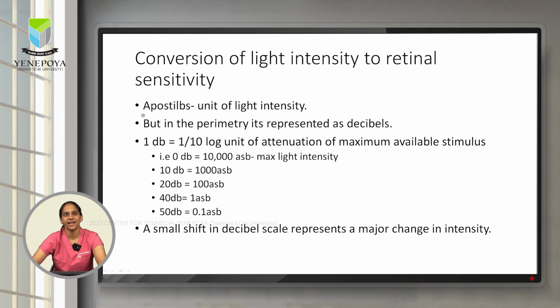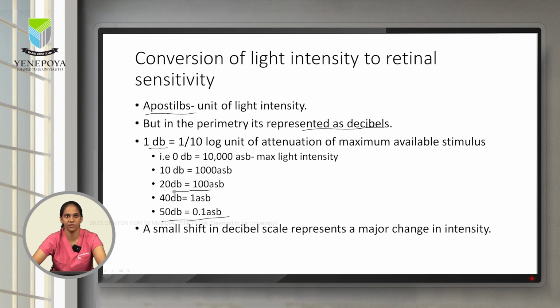Now in a few areas I mentioned ASB, in other areas I have mentioned decibels. So how exactly are you converting this? The apostilb is the unit of light intensity, but in perimetry it is represented as decibels. Anybody who has seen a perimetry will know this. So how do you convert ASB into decibels? 1 decibel is equal to 1/10th log unit of attenuation of the maximum available stimulus. So 0 decibel is equal to 10,000 ASB, 10 decibel is equal to 1000 ASB, 20 decibel is equal to 100 ASB, and so on, until 50 decibel is equal to 0.1 ASB.